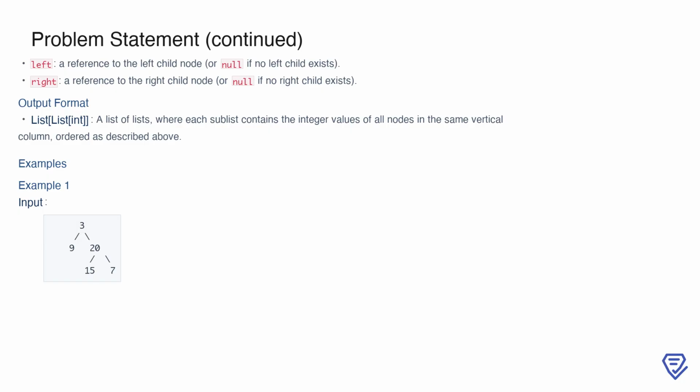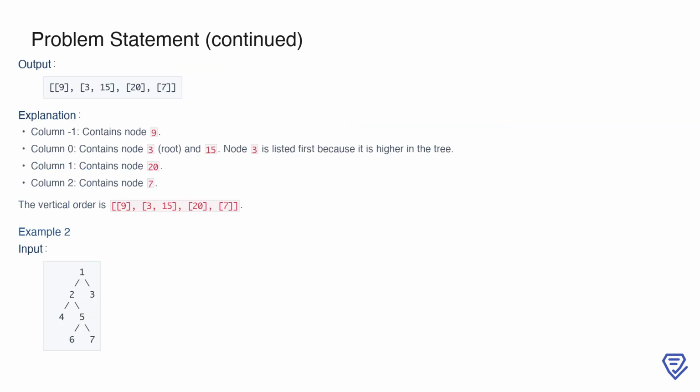Each sublist contains the integer values of all nodes from a single vertical column. The nodes in each sublist are ordered as per the rules of vertical order traversal, by depth, and within the same depth, by their left to right order in the tree. Let's look at an example to clarify this.